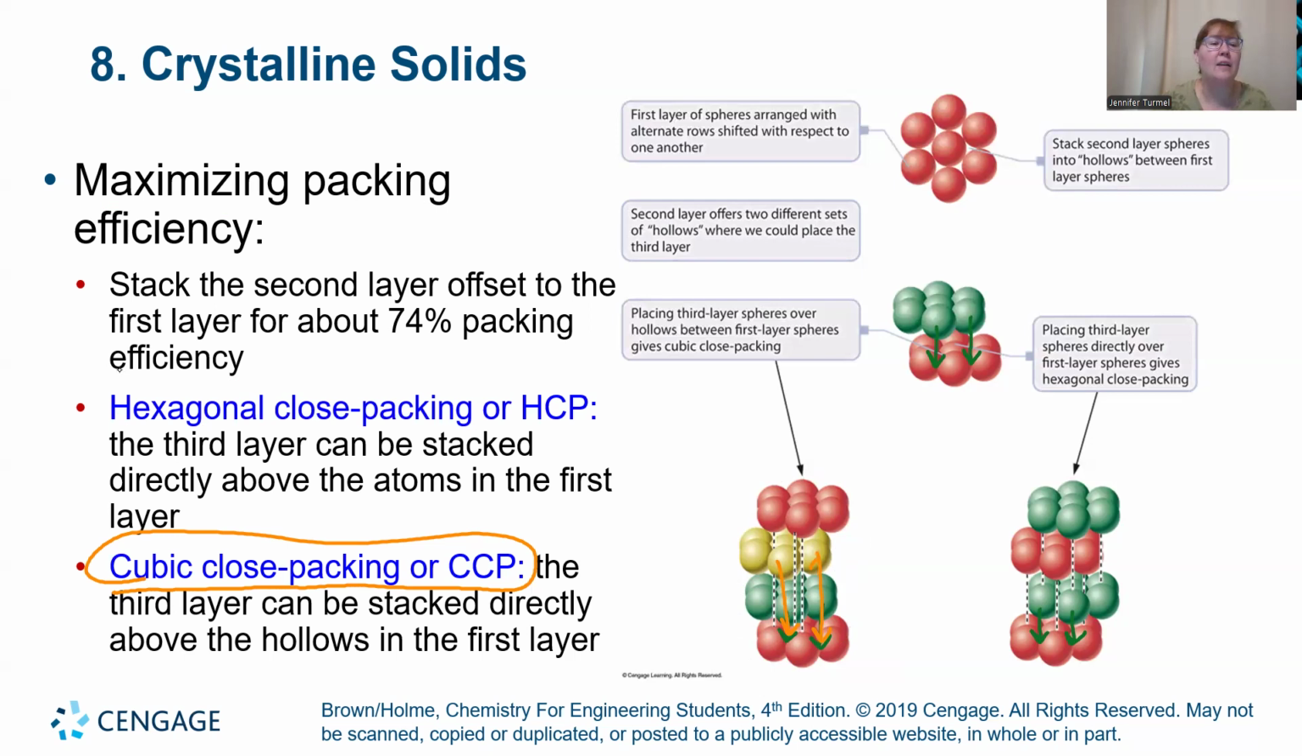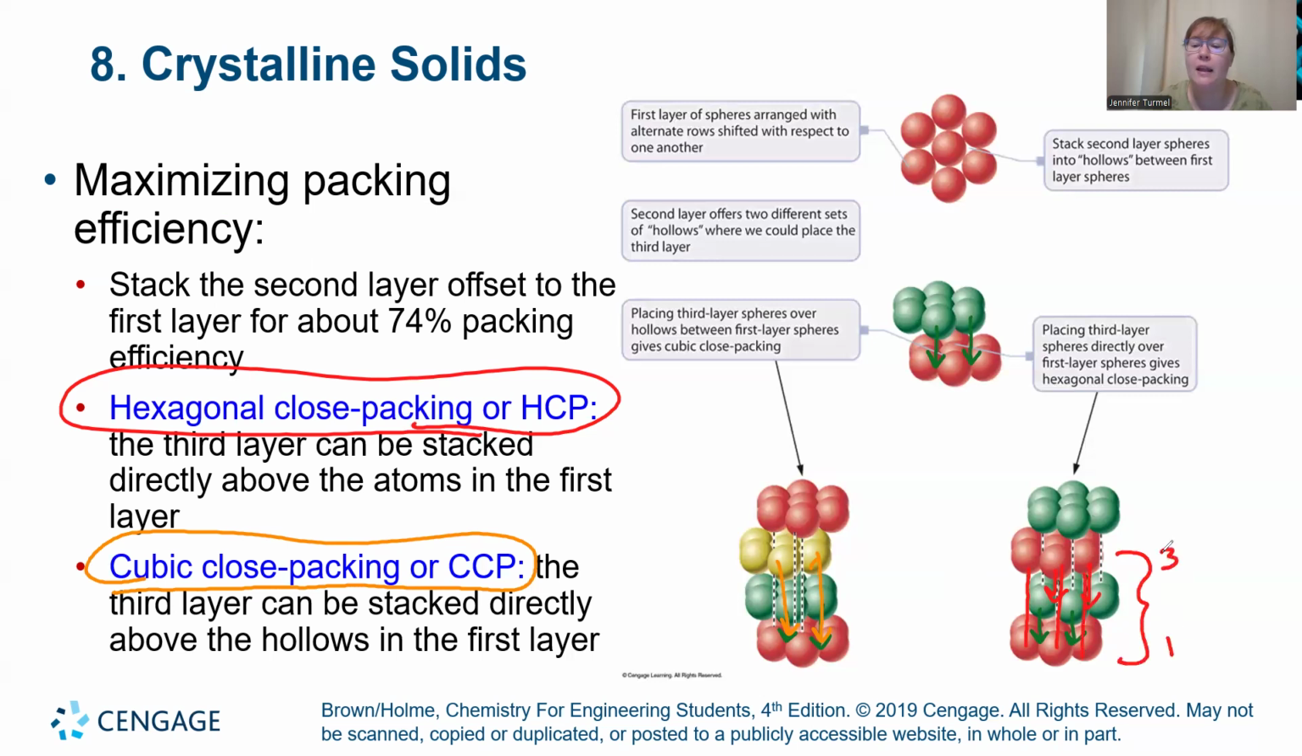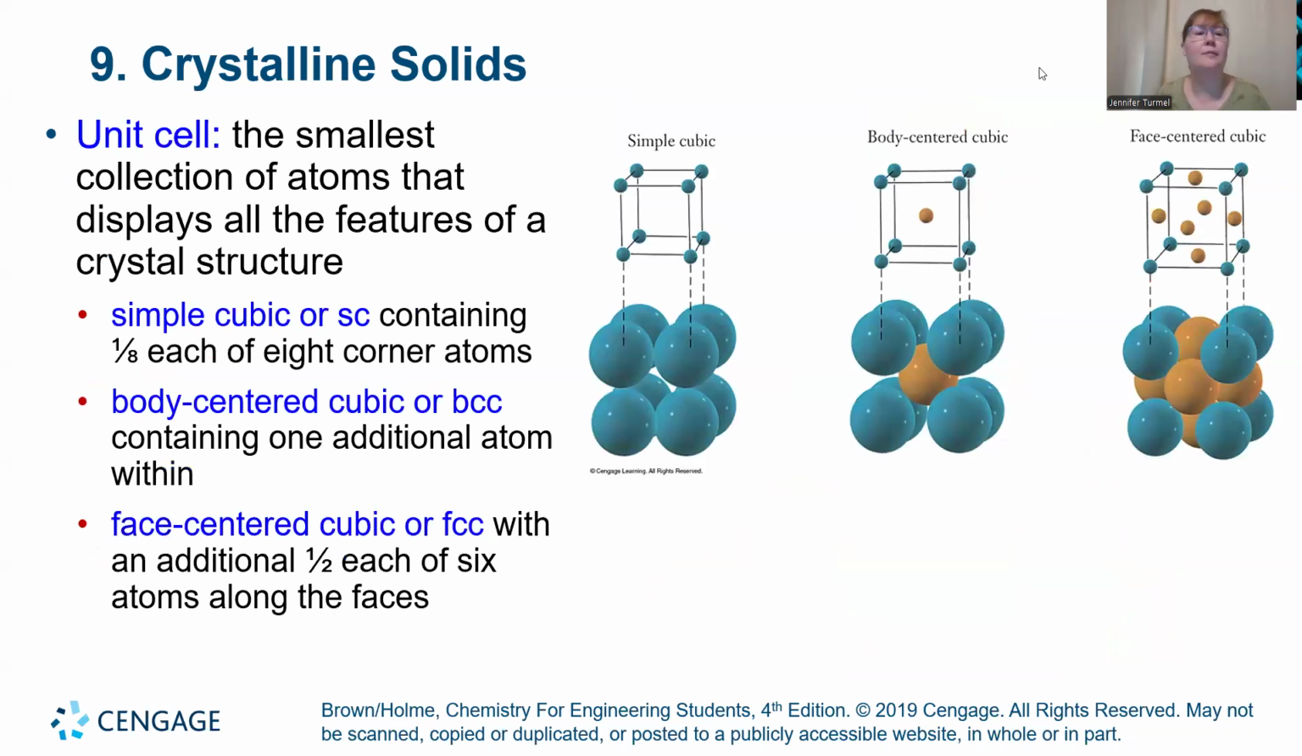Now in the hexagonal close packing structure, you can see that this one is over the hollows here, but we're straight over just 2 layers down. So in our hexagonal close packing, we link layer 1 and layer 3. But in our cubic close packing, which is here, we link layer 1 and layer 4. All right, here we are up to slide 9.